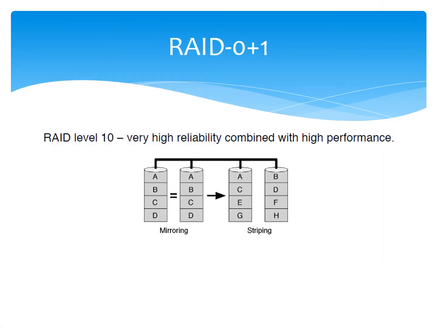RAID 10, also known as RAID 0 plus 1, refers to striping and mirroring, which combines an even number of disks. Every two disks mirror each other. All mirrored disks form a big striping disk.